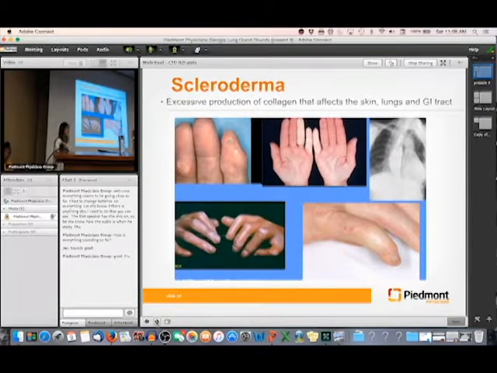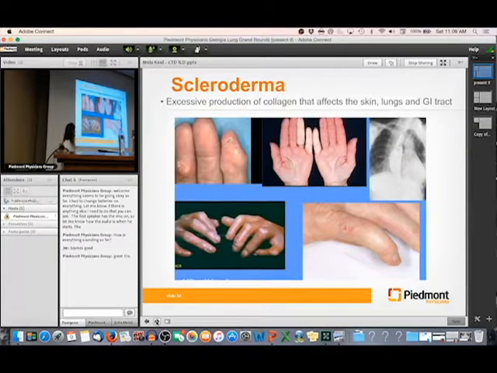These are some pictures of some of the features associated with scleroderma. This is called Raynaud's, where you have vasospasm, or spasming of the small blood vessels in the tips of the fingers. Scleroderma is basically excessive production of collagen. That's the connective tissue that's involved with scleroderma. It can affect the skin, and you can see here, sclera means thickening, and derma is skin. So you can see that the fingers can get very thickened. This is called sclerodactyly, and this is a common feature that we can see in patients with scleroderma.